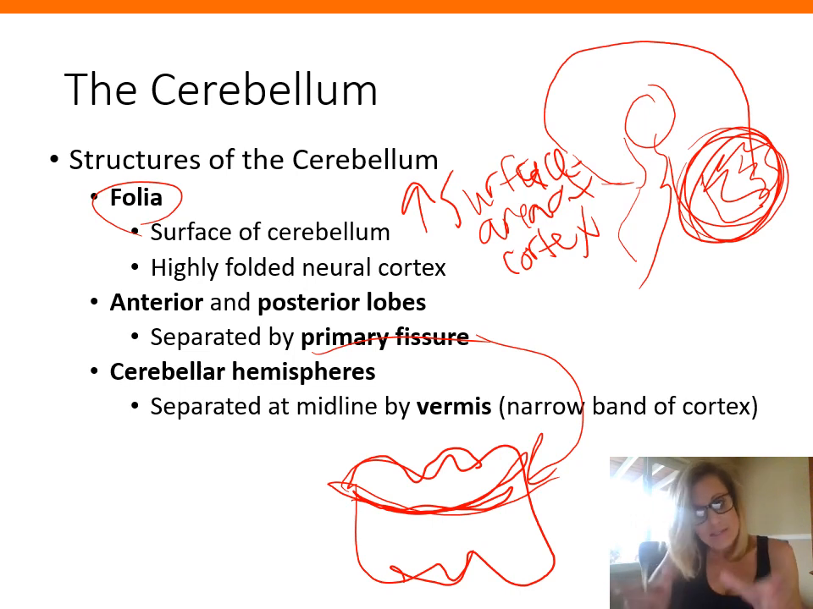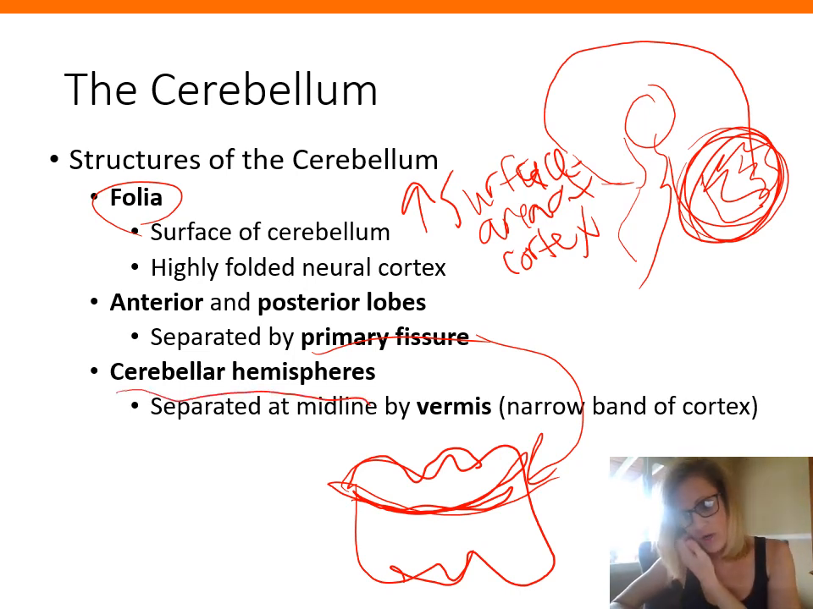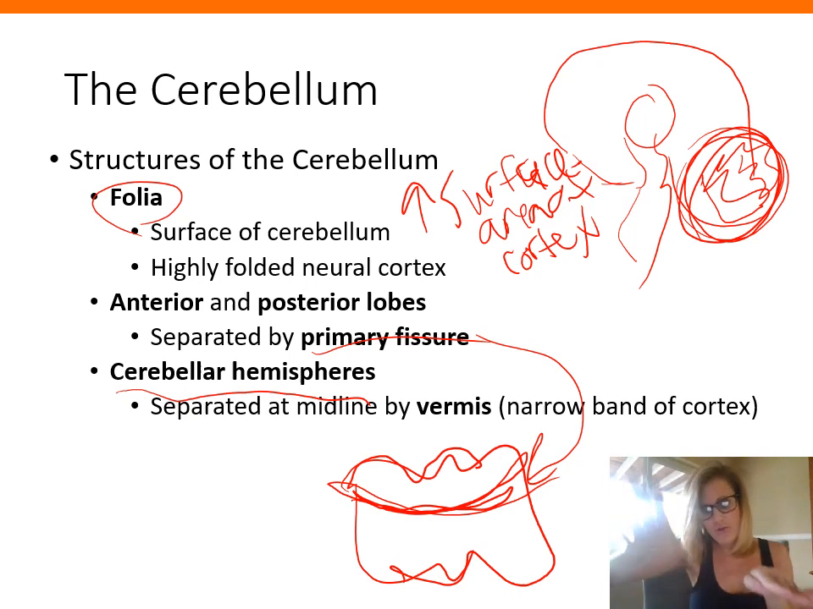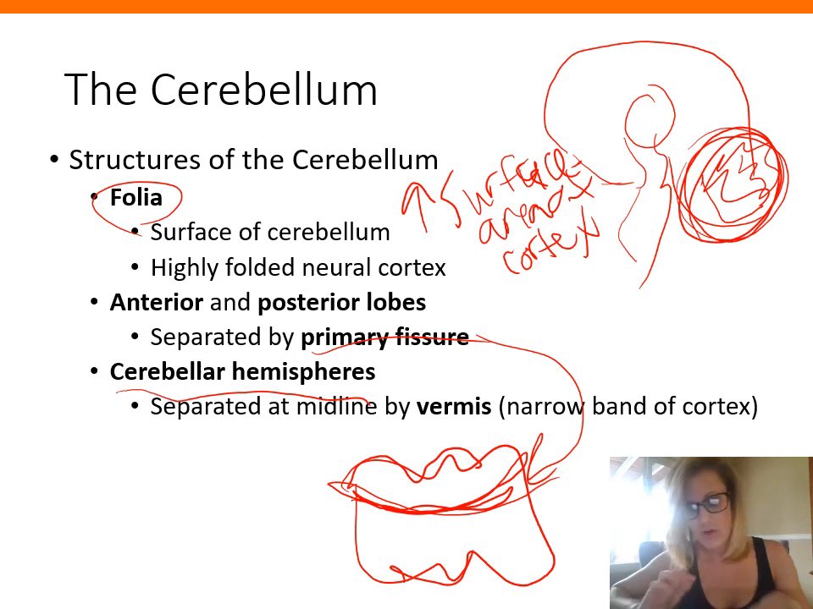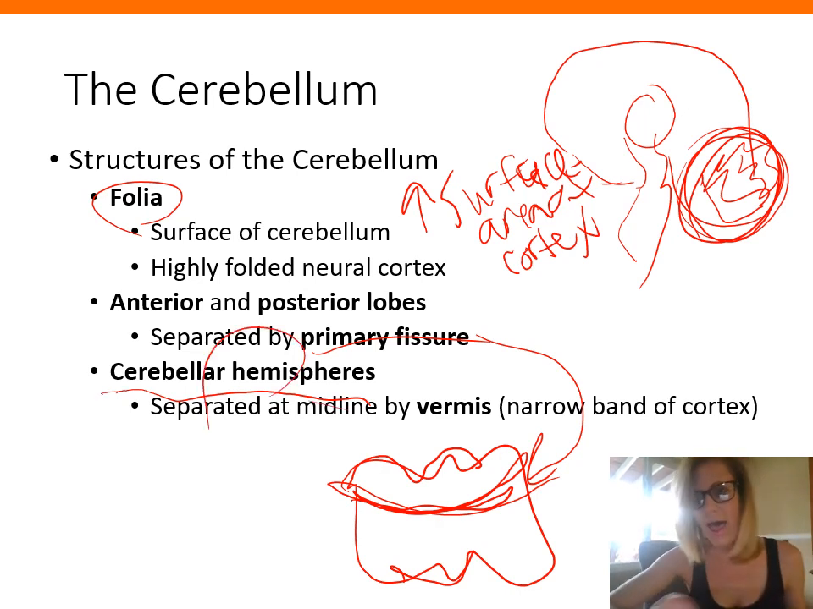We can also divide the cerebellum up into two sides called cerebellar hemispheres. Just like the brain has two cerebral hemispheres, the left hemisphere and the right hemisphere, we also have a left hemisphere and a right hemisphere in the cerebellum. Since it's the cerebellum, we refer to them as cerebellar hemispheres. And hemi is half, so it's like half of the sphere, a left half and a right half.